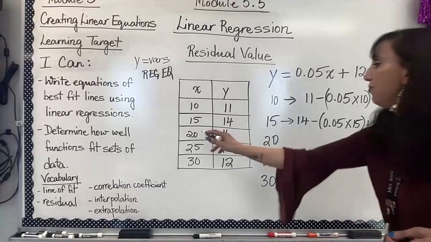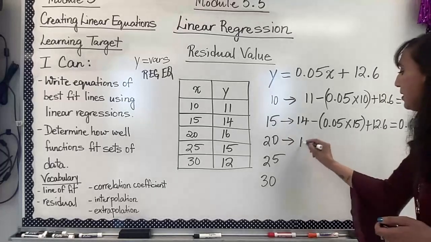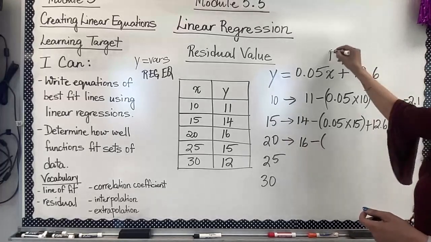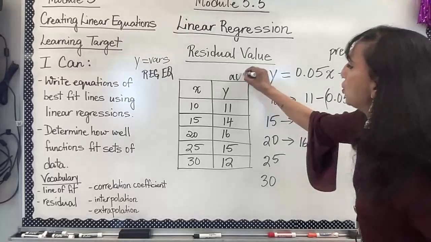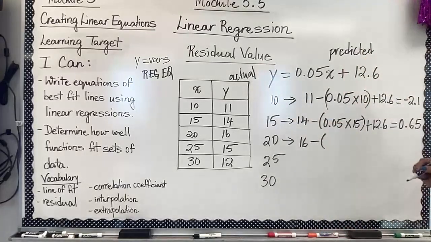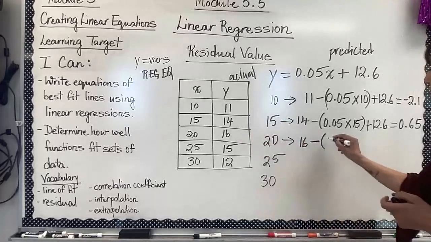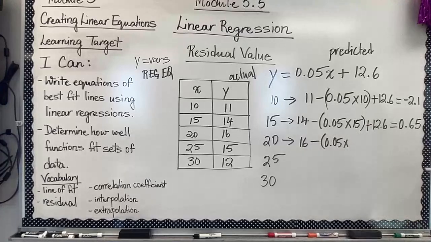Let's look at this value. And then what is my y? My y is 16. So actual value minus the predicted value. So this is my predicted value. Okay? And this is my actual value. So actual minus predicted. So 16 minus, we're going to take the input, which is x. And in this case, we have x is what? 20 plus 12 and 6/10. And I get my answer as 2 and 4/10.